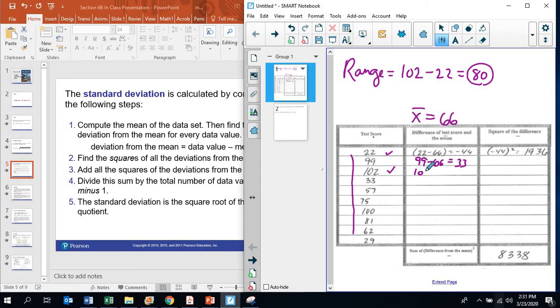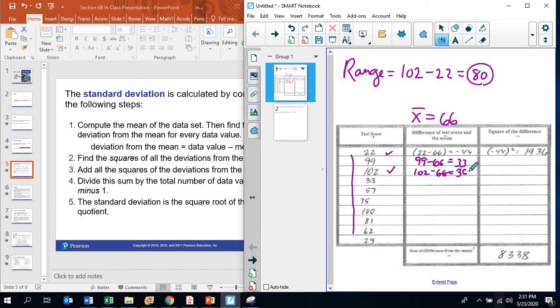As we go through and do all of these, 102 minus 66, and again, you've got a calculator, so if you want to make sure that you're doing it correctly, use your calculator so you don't do anything silly. That is 36 is your deviation, okay?